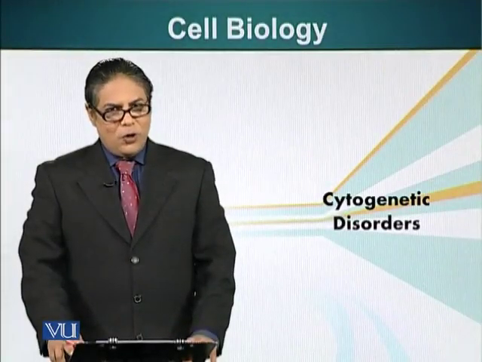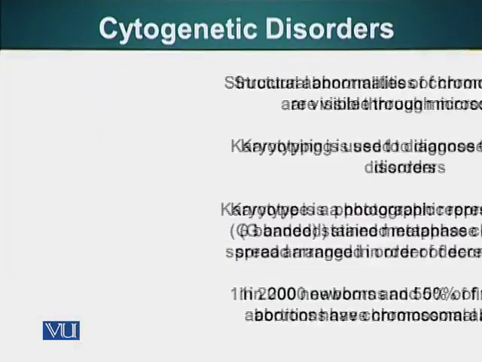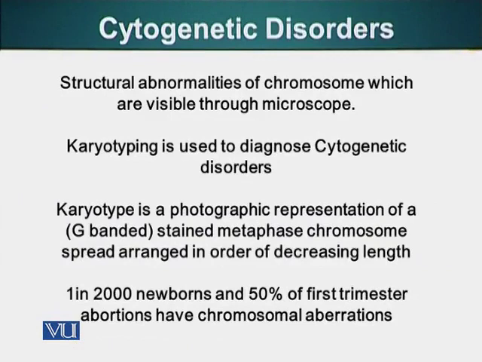In this module, we'll talk about cytogenetic disorders. Cytogenetic disorders basically are the disorders in which there is a structural abnormality with the chromosome. You are familiar with what chromosomes are, and these structural abnormalities are generally visible through a microscope. In order to detect cytogenetic disorders, a technique called karyotyping is used to diagnose these cytogenetic disorders.